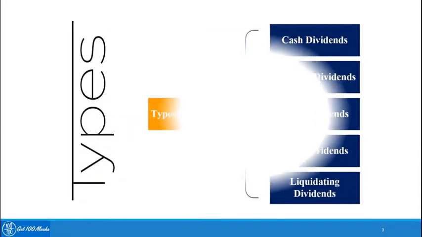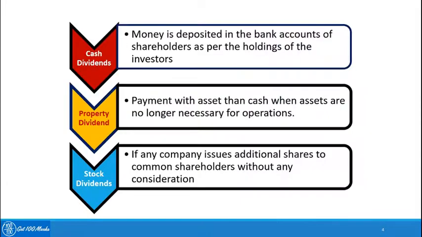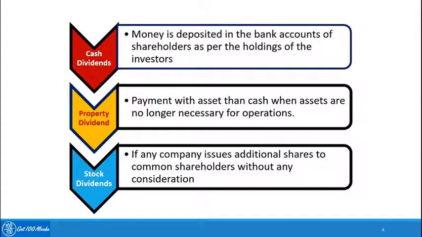What are the types of dividends? Now, the various types of dividends described here are cash dividends, property dividends, stock dividends, scrip dividends, and liquidating dividends. We will look into each of these in brief. Cash dividends is the simplest to understand, where the company gives out dividend in the form of cash or money deposited in the shareholder's account.